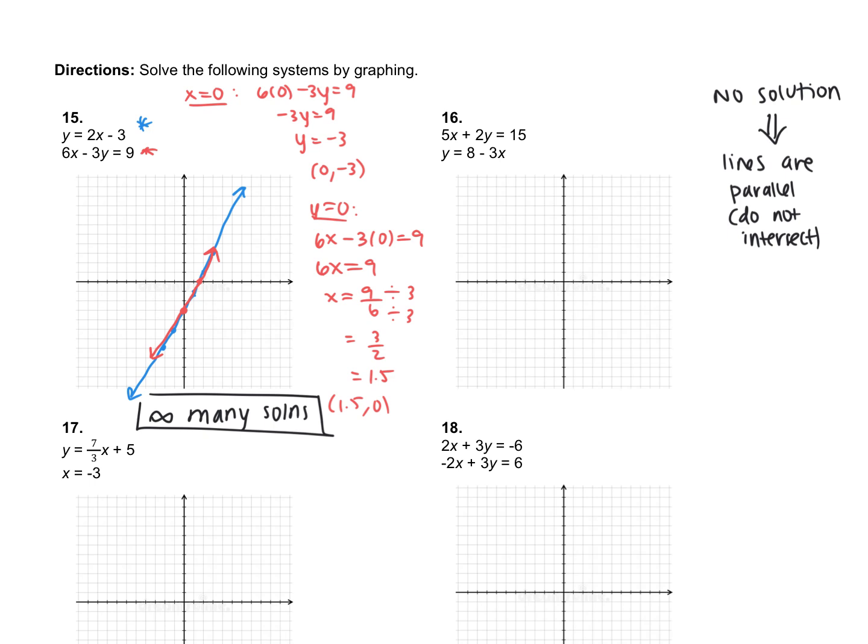Was this enough of a review for us to get us started on the rest of this? Yeah. Your homework then is to finish this review, including that question 14. So make sure you go back to that question 14.